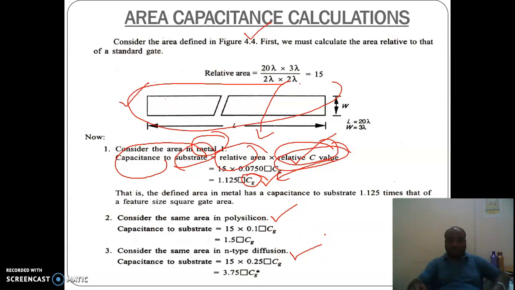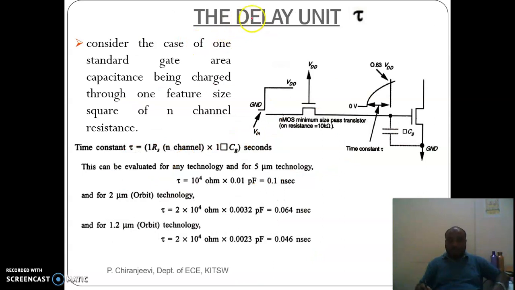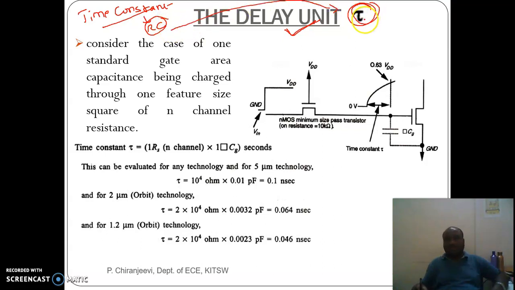Hope this is clear. So coming to the delay unit. See, the delay unit is tau. In this terminology, we are calling it the delay unit. But in general, this is similar to how you calculate the time constant in your electrical RC circuits. Time constant is given by R into C. The same formula will be applicable to the delay unit denoted as tau.